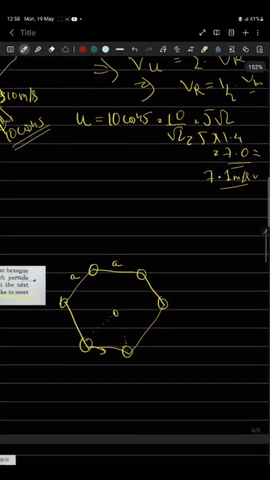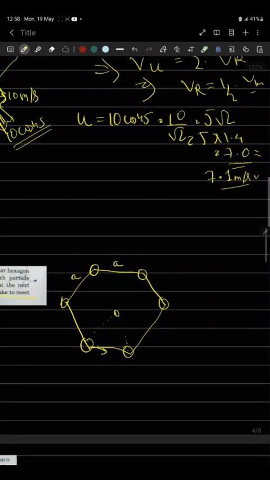First of all, let's try to analyze the motion of these particles. When these particles are moving initially, they will move like this. When the particle comes here, this will try to follow its path like this. This will go like this. So they will try to follow a spiraling motion, which is eventually going to meet at the geometrical center of the hexagon.